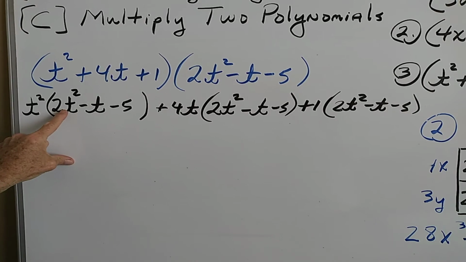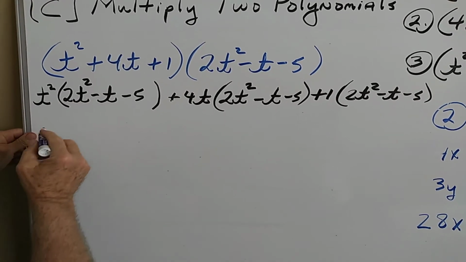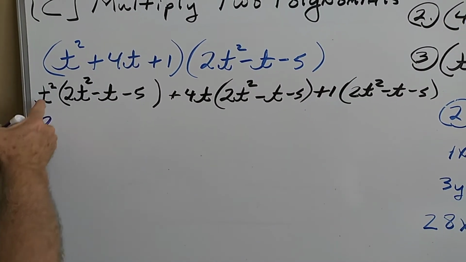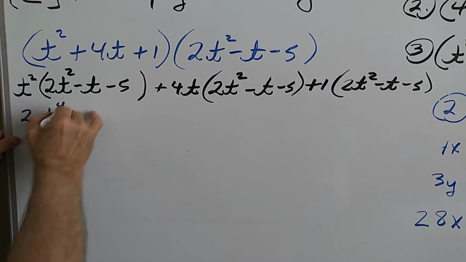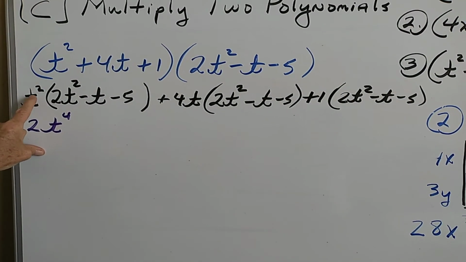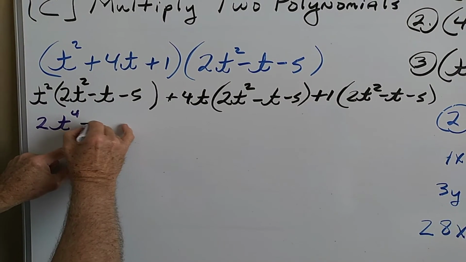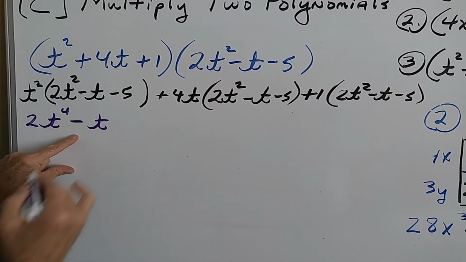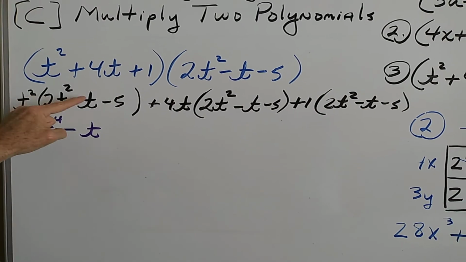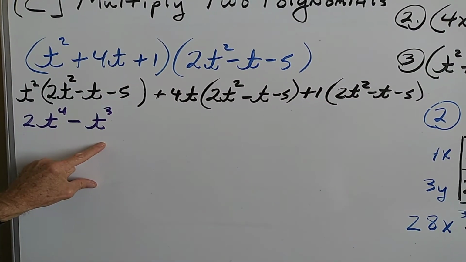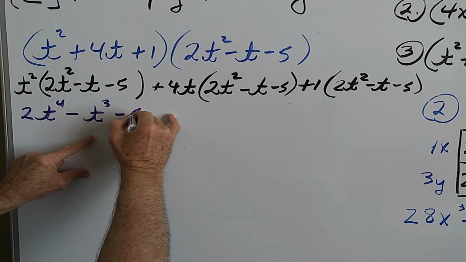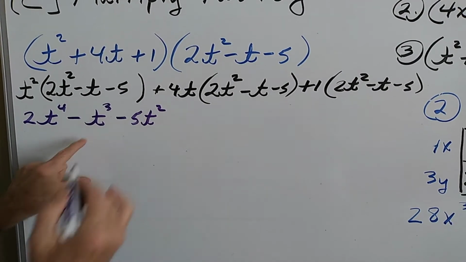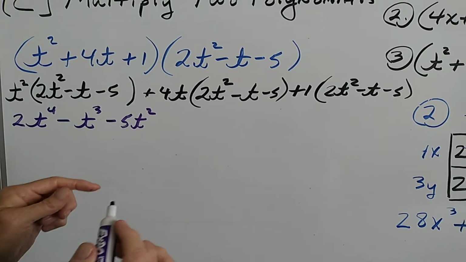Positive times positive. 1 times 2, 2. T to the second times t to the second, add those exponents. Positive times negative, negative. Bring down the t, add the exponents. 2 plus 1, minus t cubed. Negative times the positive, a negative 5t squared. Onward to the middle.